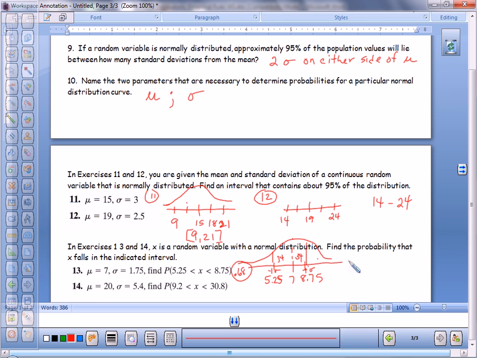Number 14. On this one we have a mean of 20 and a standard deviation of 0.4. So 1 standard deviation would be 25.4. 2 standard deviations would be 30.8. That's my upper bound, so I'm good. Then I go back. 1 standard deviation would give me 14.6. 2 standard deviations would give me 9.2. So this appears to be plus or minus 2 standard deviations. Well, plus or minus 2 standard deviations, we have 95% of our data, so 0.95.